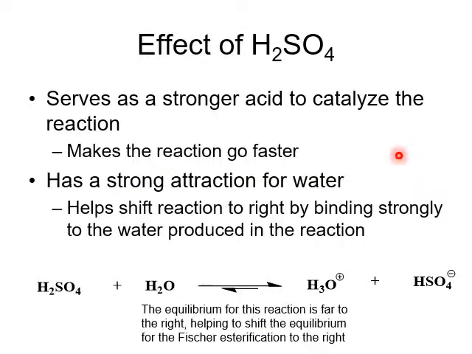The sulfuric acid in these reactions serves as a strong acid to catalyze the reaction. It will make the reaction go faster. It has a strong attraction for water, as I've mentioned, and it helps shift the reaction to the right by bonding strongly to the water product in the reaction.